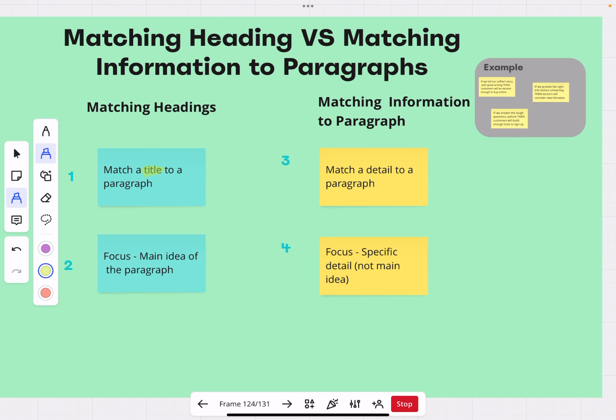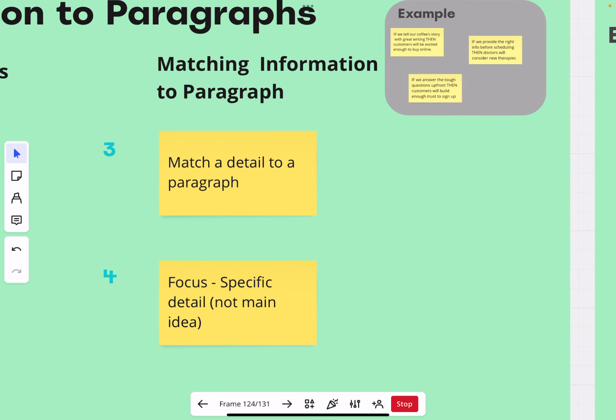So you need to just match them, the paragraph and its name. That's all. And the focus is the main idea of the paragraph, not the specific idea or specific information, but the main overall idea. But in matching information to paragraph, there's a detail from the paragraph.